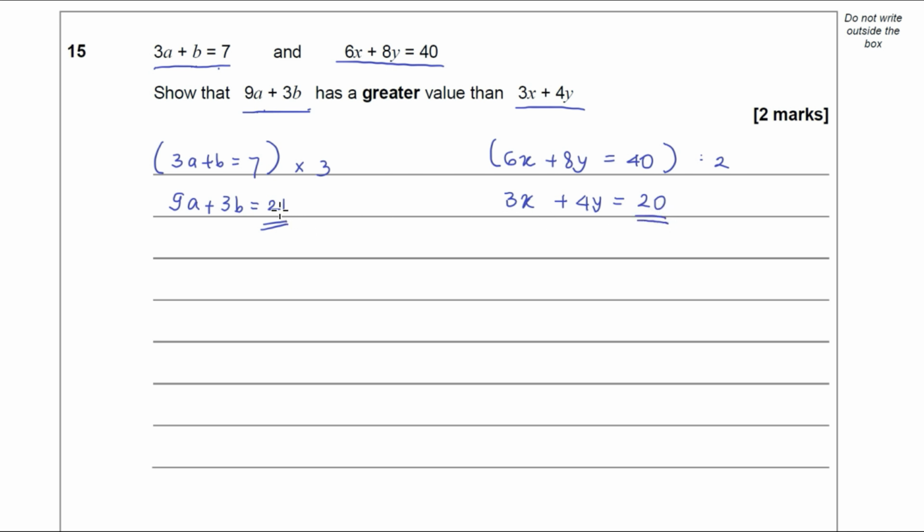As you can see, this one is 21 and this one is 20, and we know that 21 is greater than 20. So that means 9a plus 3b is greater than 3x plus 4y.